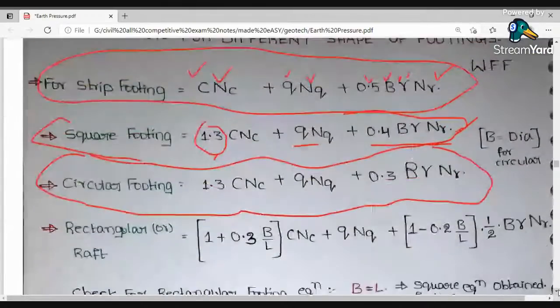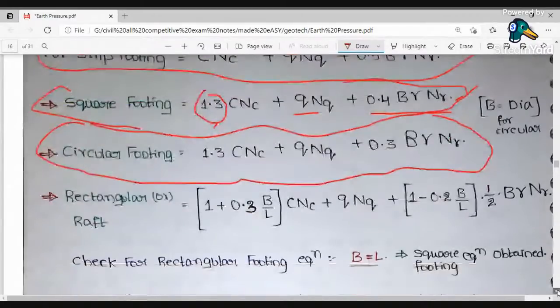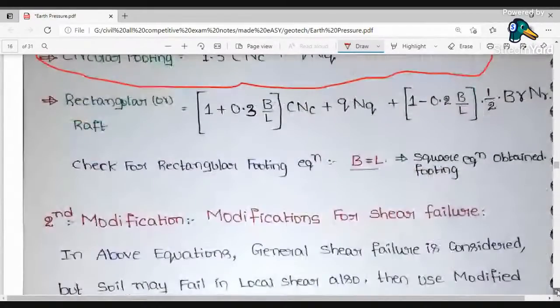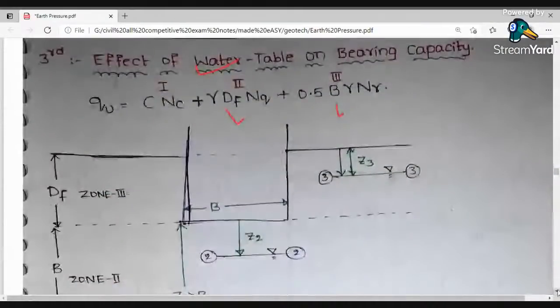Then we also give some modifications like what the bearing capacity is for strip footing, for square footing, for circular footing, then for rectangular footing. We discussed that. Then we also discuss about the modifications of the shear failure. So what the shear failure modification is, and the water table corrections modifications will be discussed in the next class.